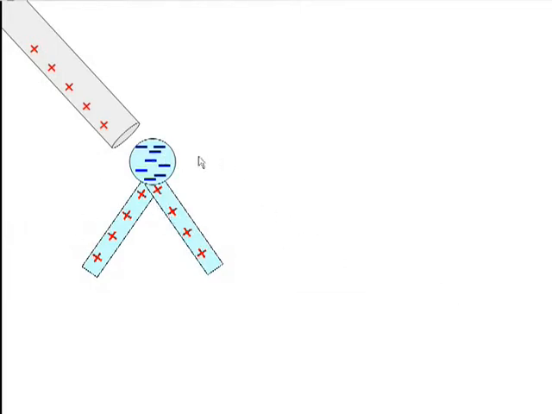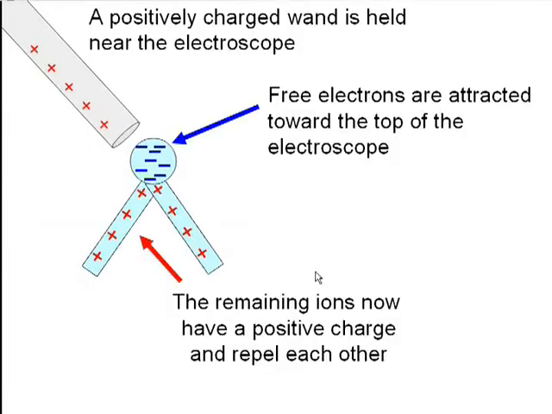Notice that the net charge on the electroscope is still 0. It has the same number of pluses and minuses.